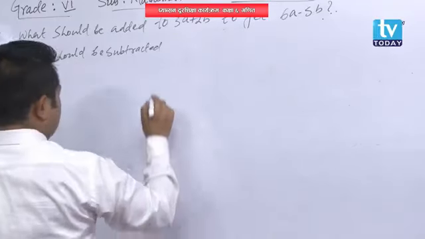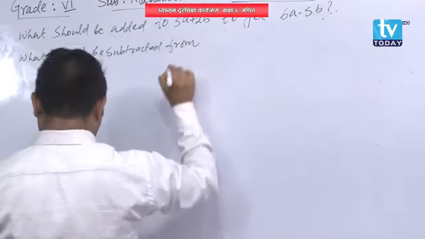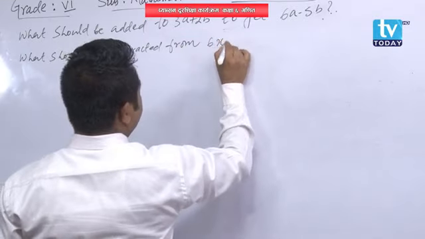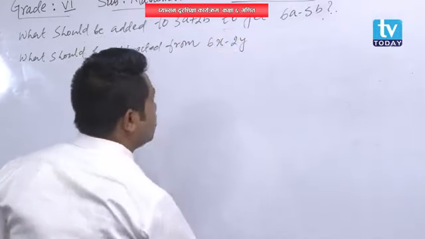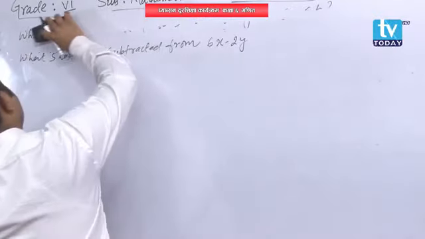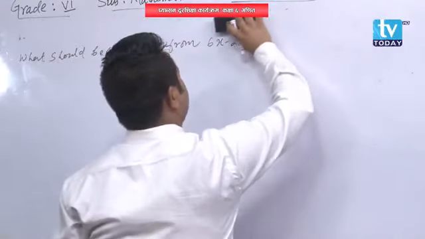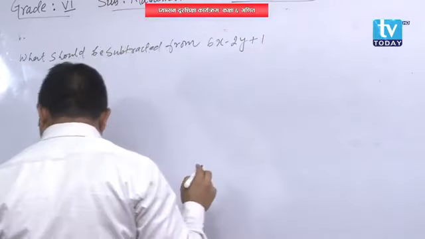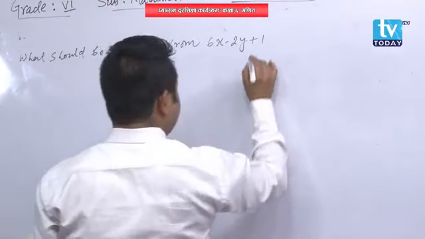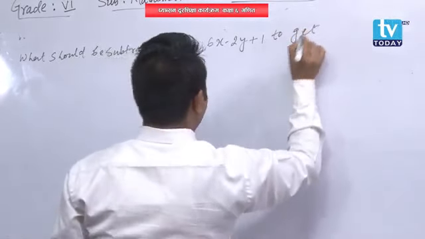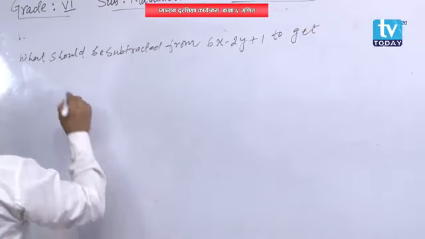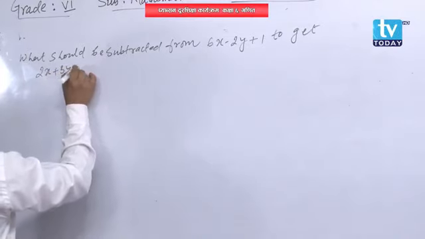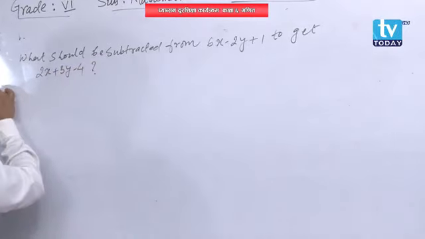What should be subtracted from 6x minus 2y plus 1 to get 2x plus 3y minus 4? Now please check your solution.